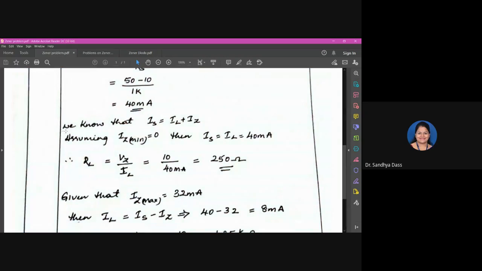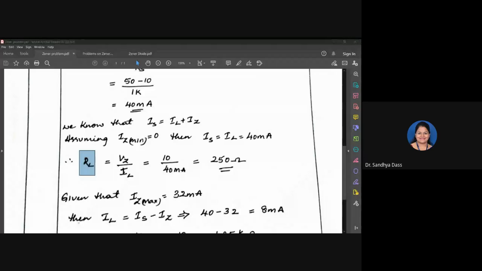So here, since minimum Zener current is not given, you can show here, assuming minimum Zener current to be 0, and applying that in KCL. This is how we have arrived. Based on that, we have got the maximum value of load current, which will give us the minimum value of the load resistor. So that should go with a proper assumption. Assumption also should be acceptable.